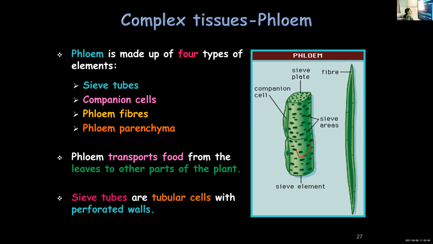Once again, phloem is made up of 4 types of elements: phloem fibers, phloem parenchyma, sieve tubes and companion cells. And phloem helps in transporting food from leaves to different parts of the plant. Sieve tubes are tubular cells having perforated walls. Companion cells will assist the sieve tubes in transporting food.